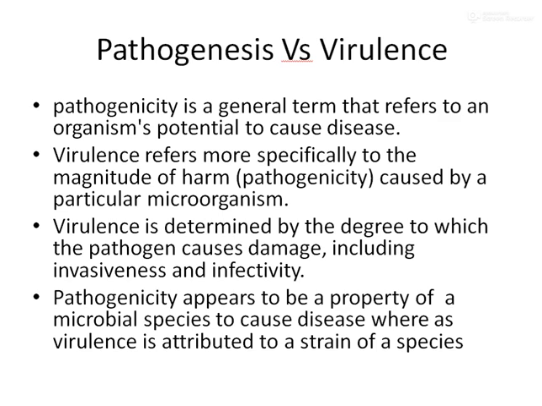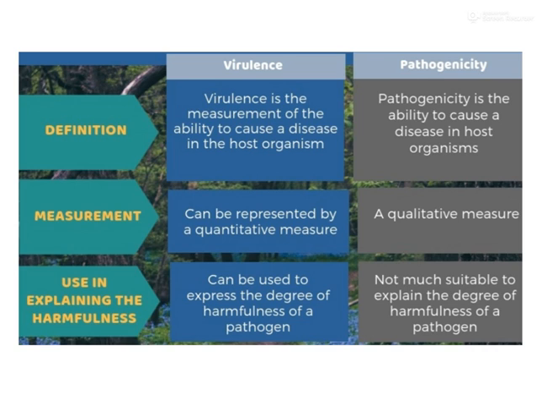More specifically, virulence is a measurement of the ability of a strain to cause disease in an organism, whereas pathogenicity refers to the ability to cause a disease in the host organism by a particular species of a microbe. Virulence is a quantitative measure, whereas pathogenicity is considered a qualitative measure. Pathogenicity just implies whether the organism can cause disease or not.